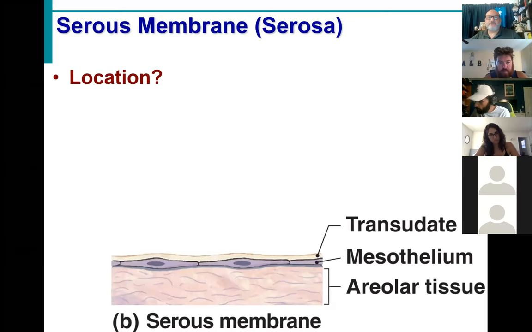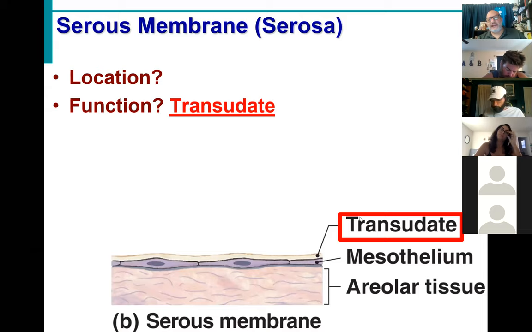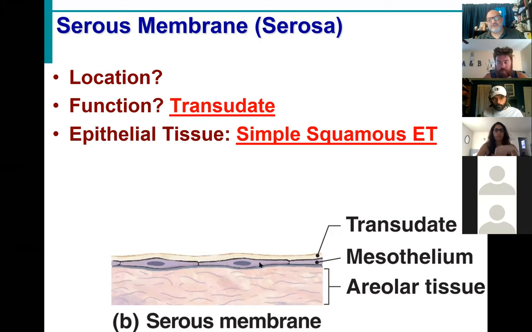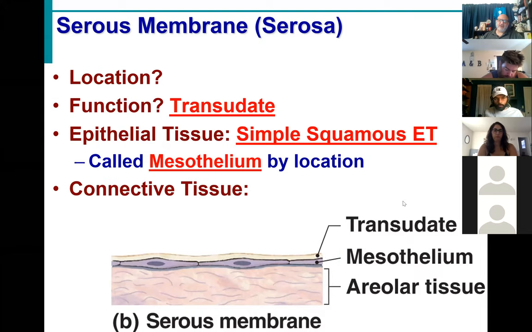Let's look at the pretty picture. Here we see the pretty picture of our serous membrane. Again, it lines cavities that are open to the outside world, reduces that friction by producing that serous fluid. And here we see the nice illustration that shows us the anatomy. Notice we have a thin layer of serous fluid, that transudate, that sits on top of a simple squamous epithelial tissue that we call a mesothelium based on its location, that sits on top of an areolar connective tissue, which if we followed all the other rules means it should have some name to it, but apparently they got tired at this point. So there is no fancy based on location name for an areolar connective tissue that's part of a serous membrane. We just have to worry about the epithelial tissue and the transudate.